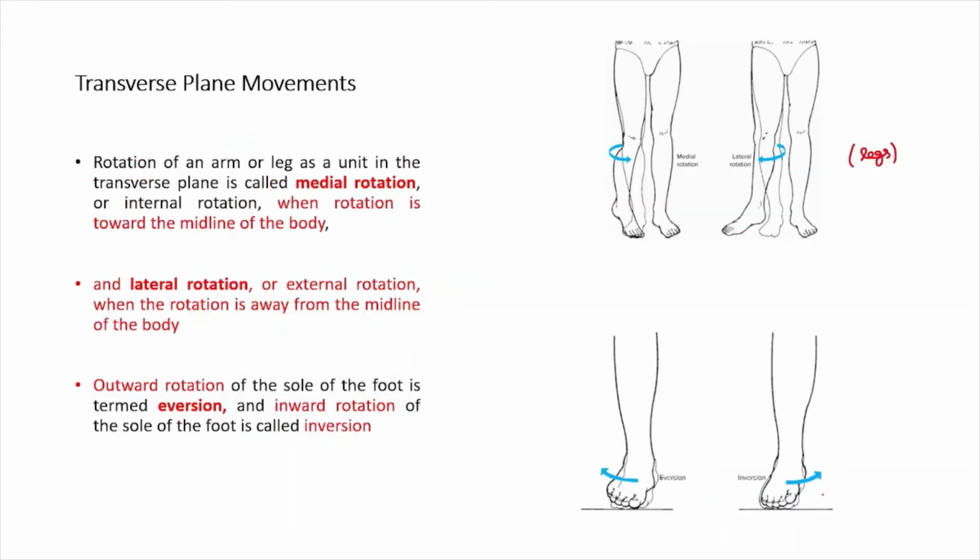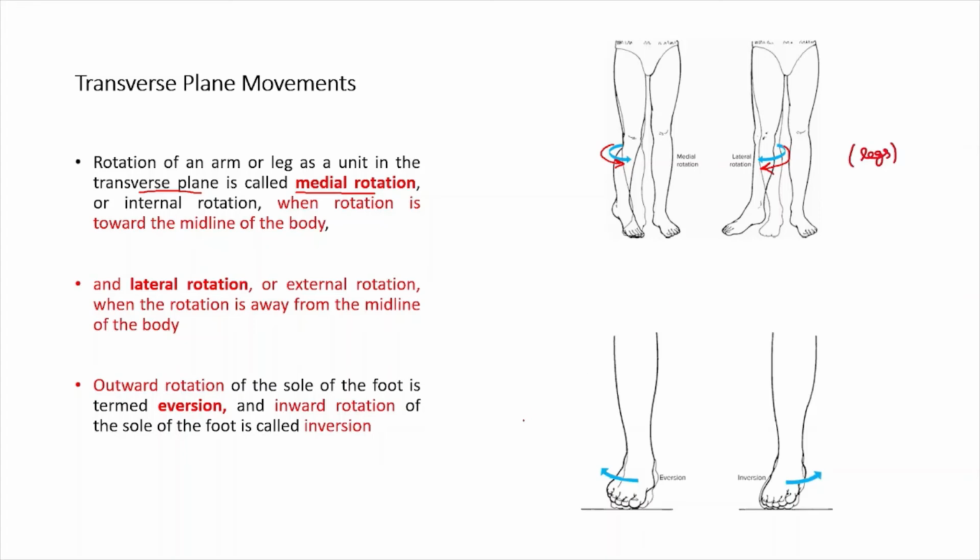The third plane movement that we have is transverse plane movement. The first type of movement in the transverse plane is medial rotation, which is rotation of an arm or a leg in the transverse plane. If you rotate your leg in this way along the transverse plane, this is called medial rotation. But if you rotate your leg in this way along the transverse plane, it is called lateral rotation.